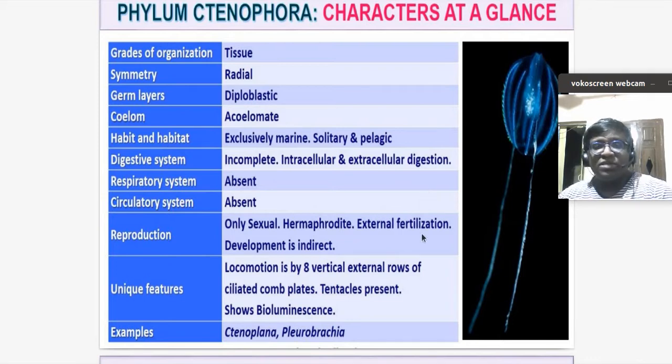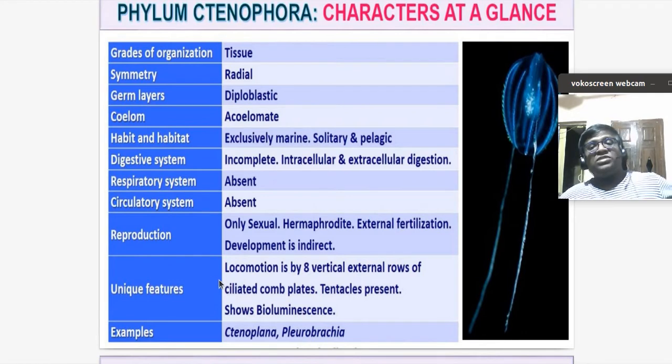Respiration is by diffusion. So the reproduction is only by sexual method, and the comb jellies or sea walnuts are hermaphrodites. So the external fertilization takes place, that is they release their gametes into water. So the gametes fuse in water, they develop to form the zygote and develop there. So development is indirect since they have a larval stage.